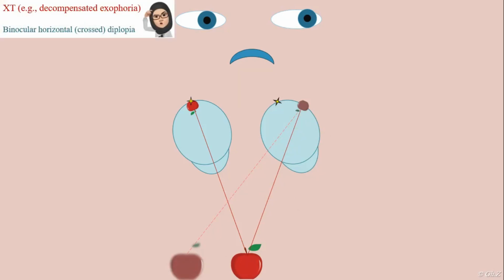A common example for exotropia and crossed diplopia is decompensating exophoria. If you know, exophoria is a kind of latent squint, but it is under control when both eyes are open. But sometimes, if the patient is exhausted or tired, it decompensates. So what's the meaning of decompensate? Instead of exophoria, this is the symbol for exophoria by the way, it decompensates into exotropia, into manifest. And this is the abbreviation for exotropia, okay?